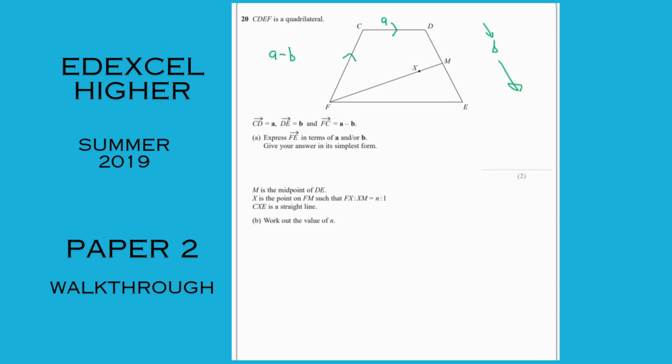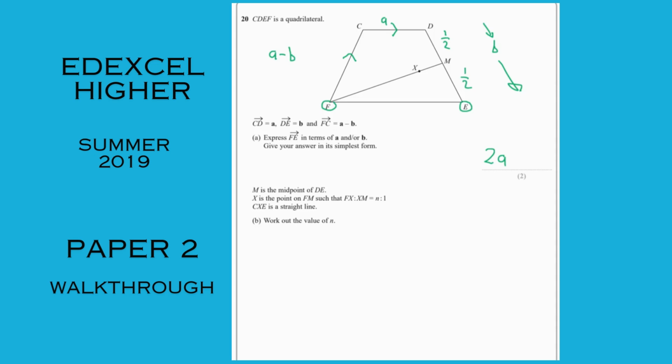So it wants, first of all, F to E. So we need to go from there to there, the long way around. So it'll be A and another A. It'll be minus B plus a B. There you go. So that's the easy part. Now comes the killer final part. It tells you M is the midpoint. So whenever you've got a midpoint or any ratio, I like to stick fractions on.